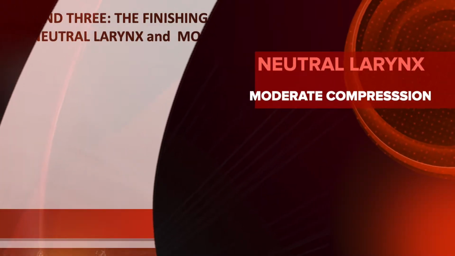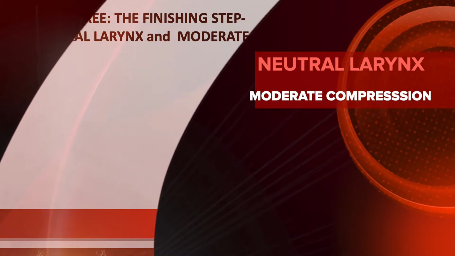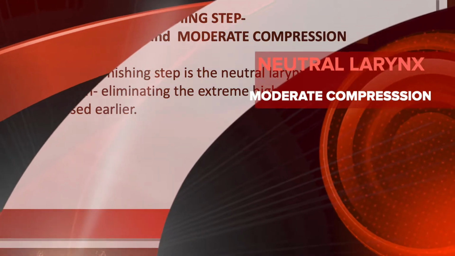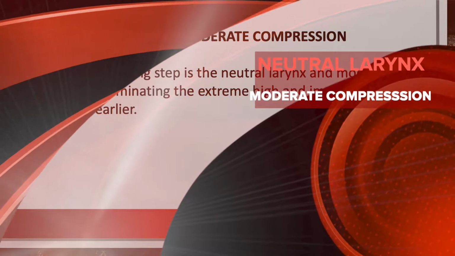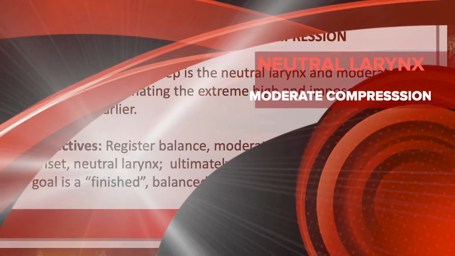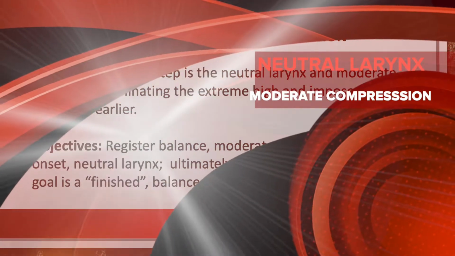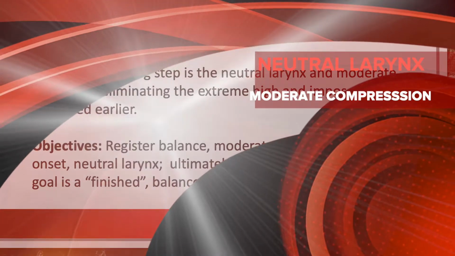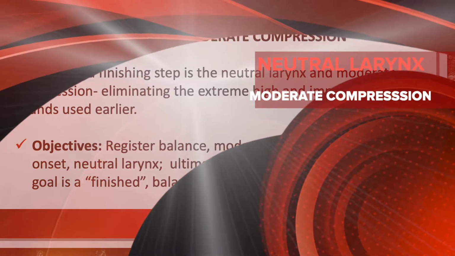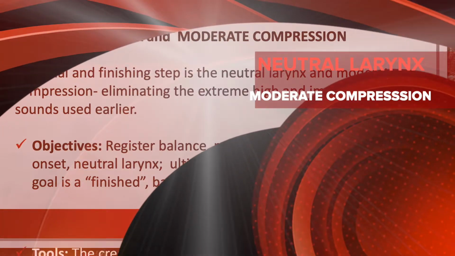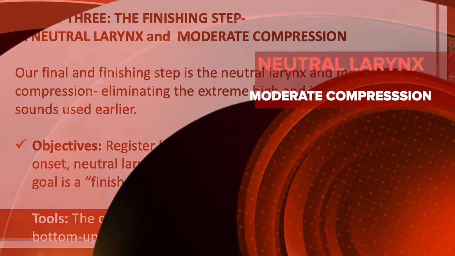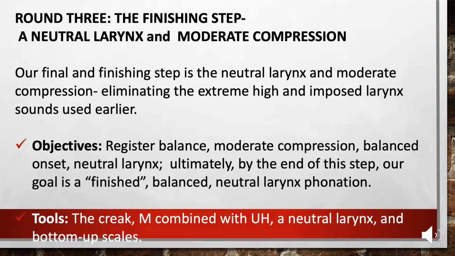Round 3, the finishing step. Our goal is a neutral larynx and moderate compression. Our final and finishing step is the neutral larynx and moderate compression, eliminating the extreme high and imposed larynx sounds used earlier. Our objectives are register balance, moderate compression, a balanced onset, a neutral larynx. Ultimately, by the end of this step, our goal is a finished, balanced, neutral larynx phonation. Our tools are the creak, M combined with m, a neutral larynx, and bottom-up scales.